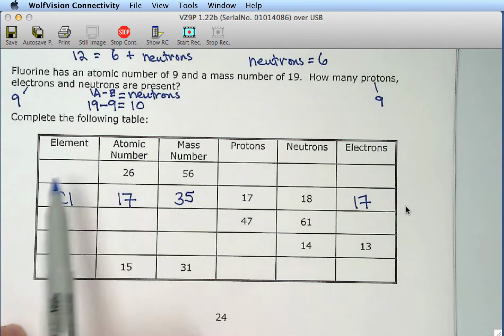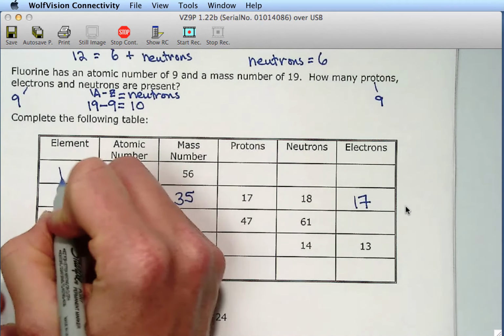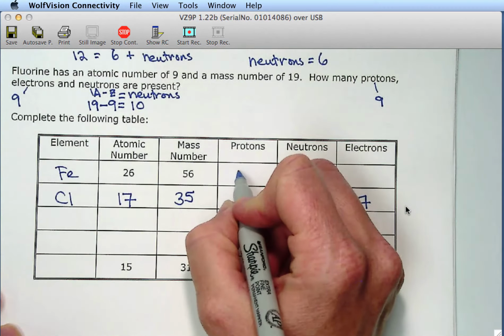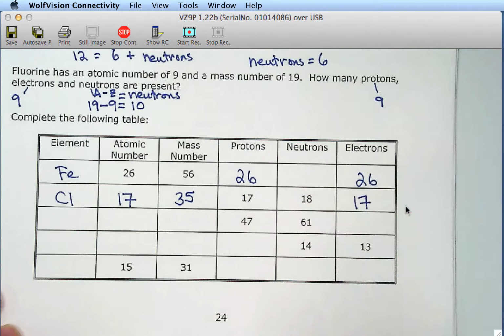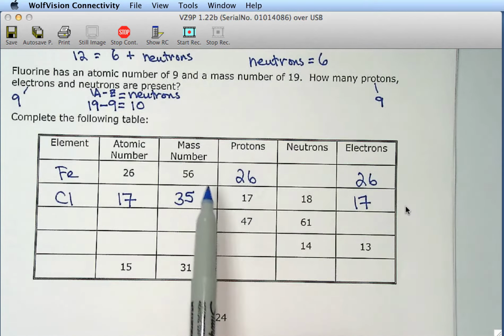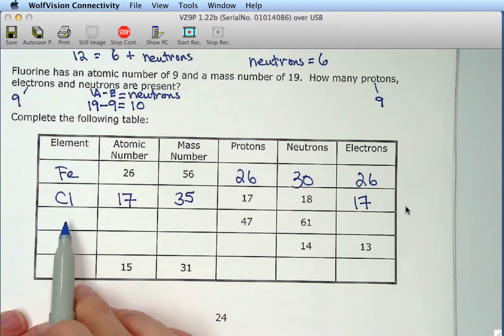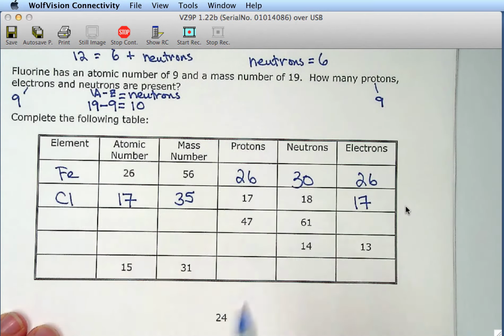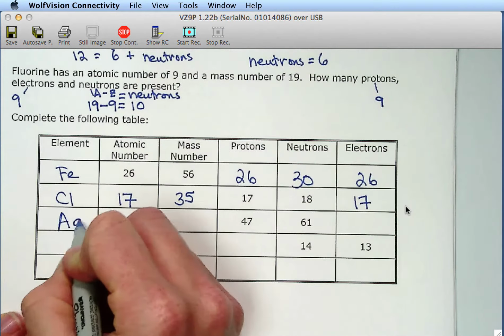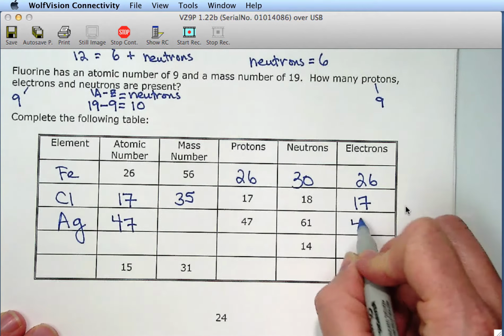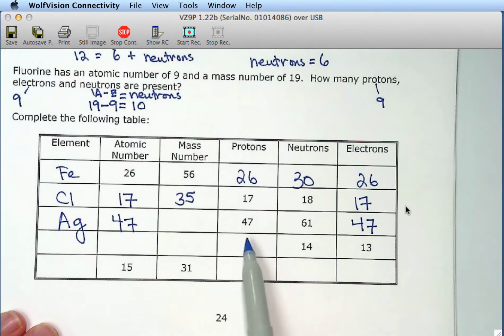All right, so the first element is what? Iron. And the atomic number is 26, which is the same as the electrons. And then to get the neutrons, what did you have to do? Subtract. So 56 minus 26 gives you 30. The third entry is what element? Silver. Good. So the atomic number is the same as the protons, which is the same as the electrons. The mass number is going to be the protons plus the neutrons. So it's 108.